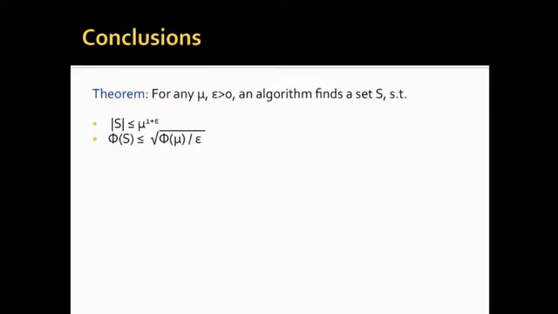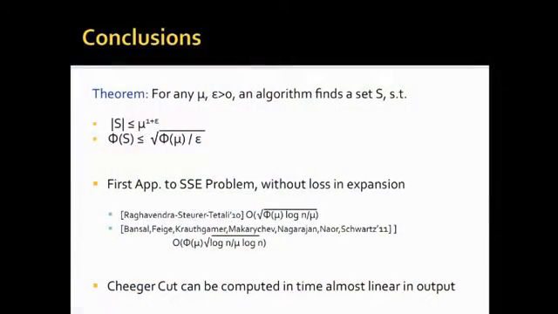So again, we proved that for any mu and epsilon, our algorithm can find a set of size at most mu to the 1 plus epsilon and expansion root phi over epsilon. This has been the first approximation to a small expansion problem without loss in the expansion. Previously, there have been many works, even with many people in this room, where they could give an approximation algorithm preserving the size of the target set, but losing in the expansion.